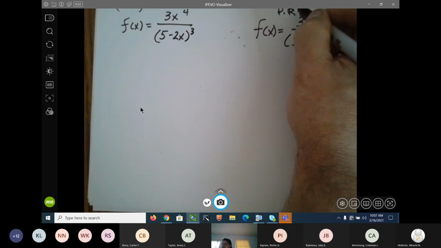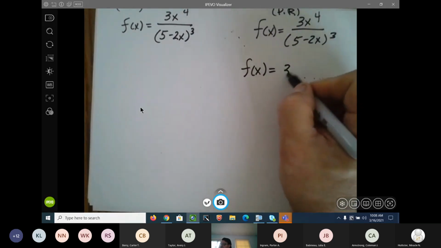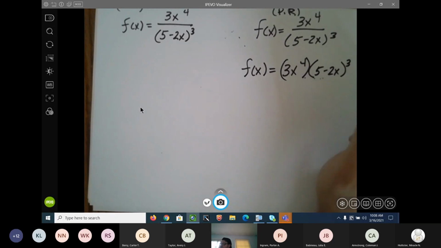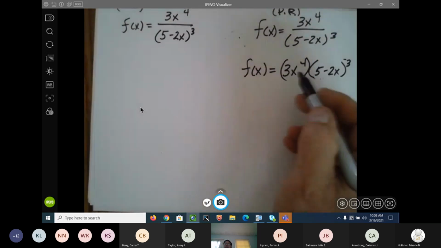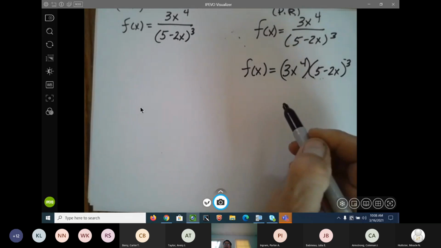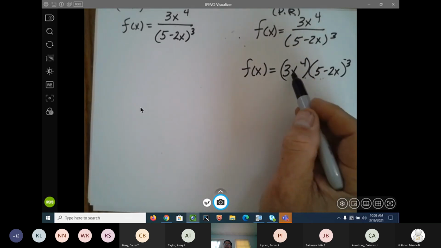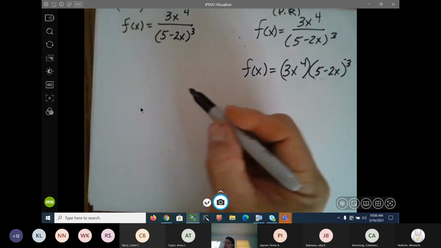So the first thing I'm going to do here is f of x is equal to 3x to the fourth times 5 minus 2x to the third power, negative. All right, and now you do the product rule. I meant the product rule here: first times the derivative of the second plus the second times the derivative of the first. Now over here, I'm just going to go ahead and do the quotient rule.